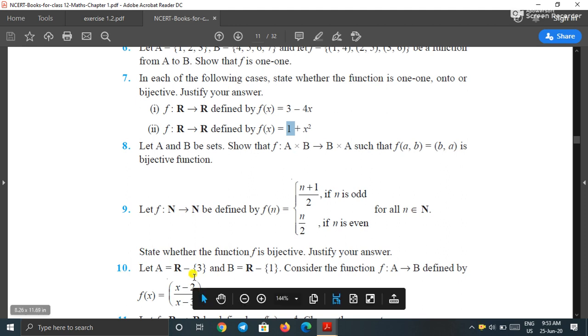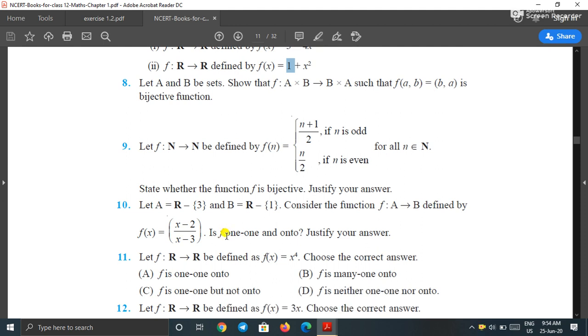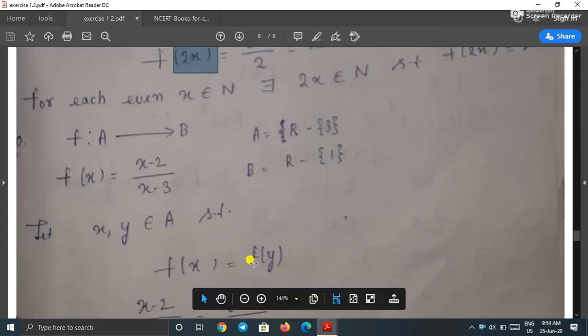Problem number 10. In problem number 10, we have taken two sets. The set A is what? The set of all real numbers except 3, and the set B is the set of all real numbers except 1. And we define a function f such that f of x is equal to (x minus 2) upon (x minus 3). Okay. Now we will check whether the function is 1-1 and onto. For the function f to be 1-1, let us take two points in the set A such that f of x1 is equal to f of x2.